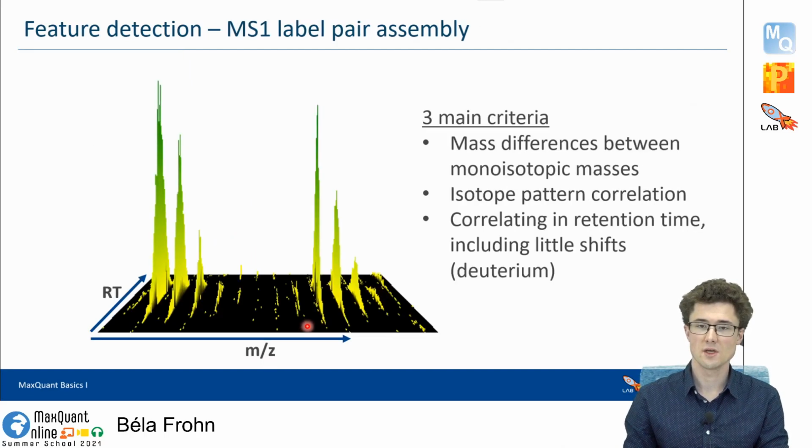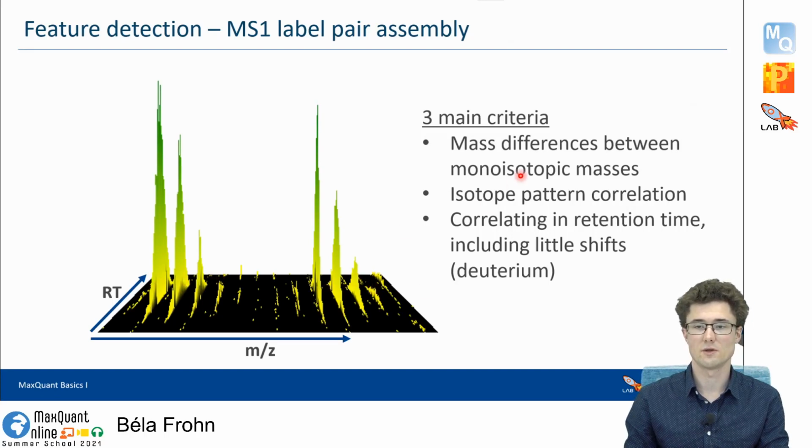And of course, if we have something like SILAC, so we have one MS1 label pair or even more than a pair, so maybe triples, we can do basically the same for a longer distance.